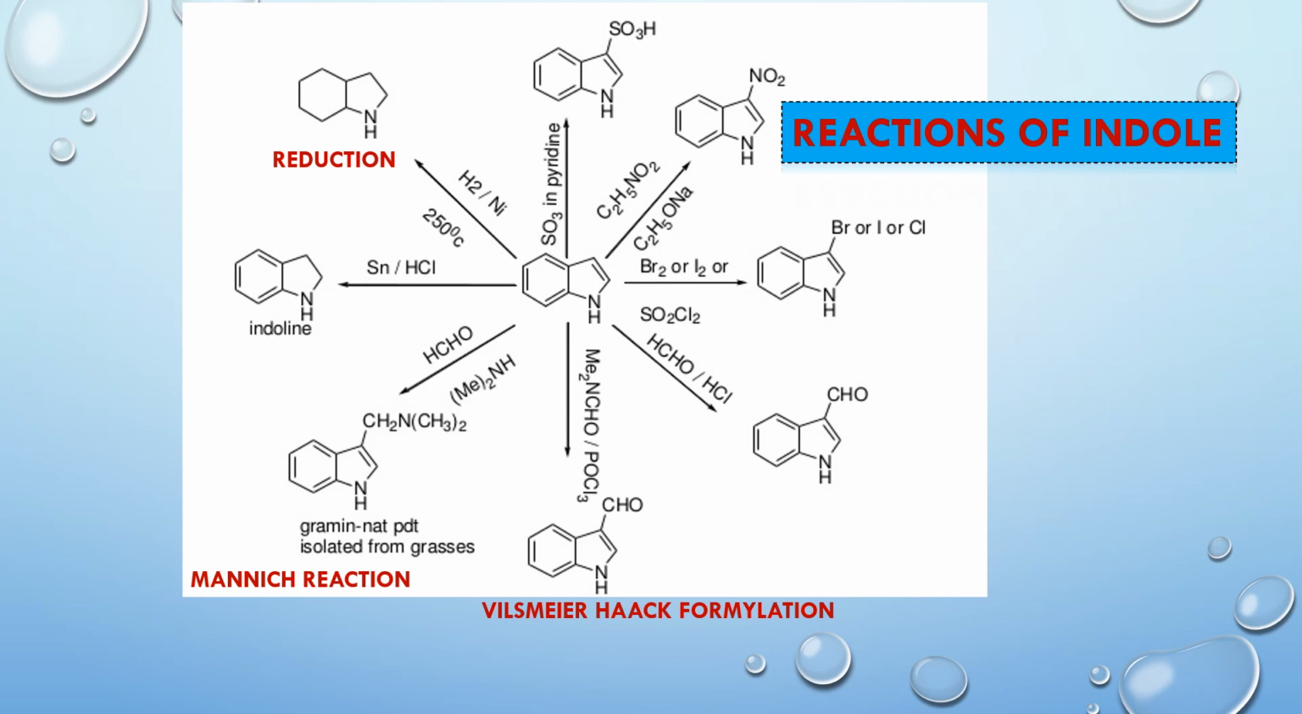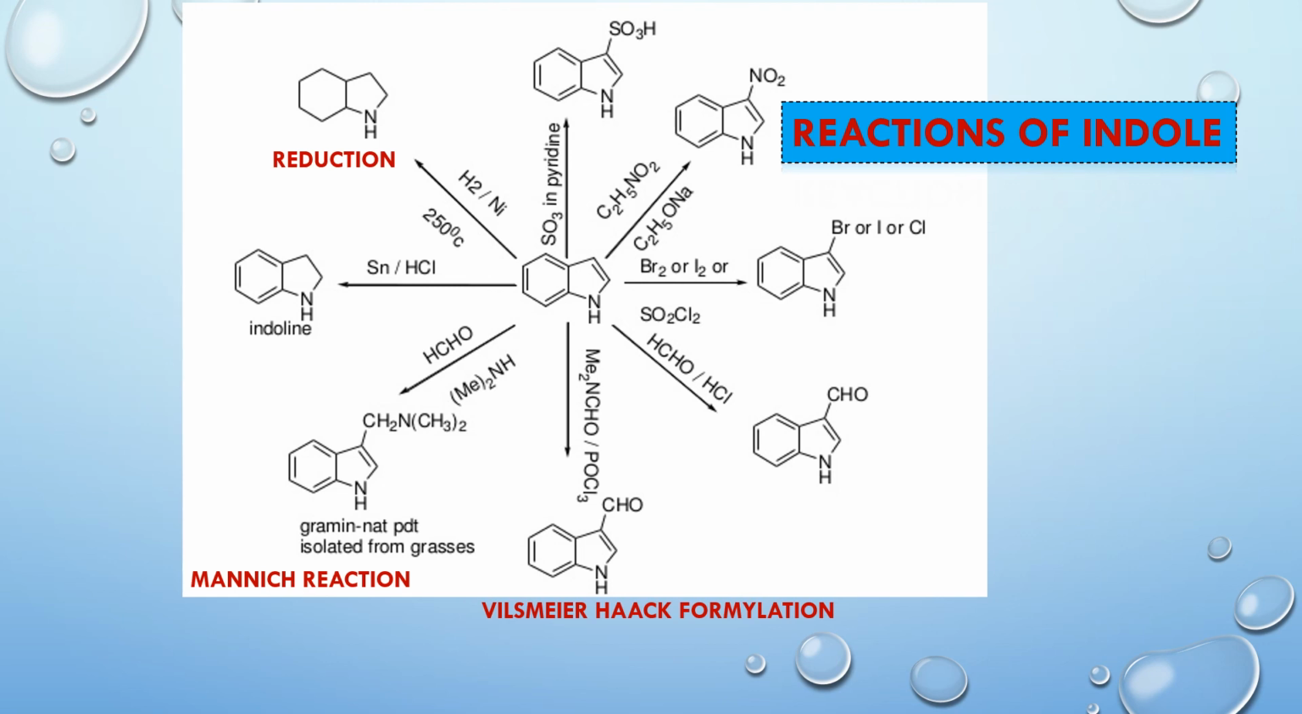Sulfonation of indole cannot be carried out with concentrated sulfuric acid. However, the reaction with sulfur trioxide in pyridine at 120 degrees Celsius gives indole 2-sulfonic acid. This is an unusual reaction as normally the 3-sulfonic acid is expected. The reaction with sulfur trioxide in pyridine at 50 degrees Celsius gives indole 3-sulfonic acid. At lower temperature we get indole 3-sulfonic acid. At high temperature we get indole 2-sulfonic acid.